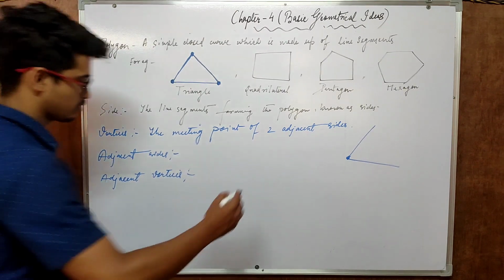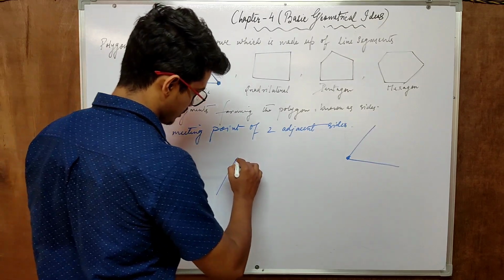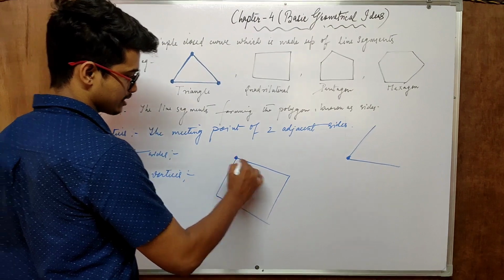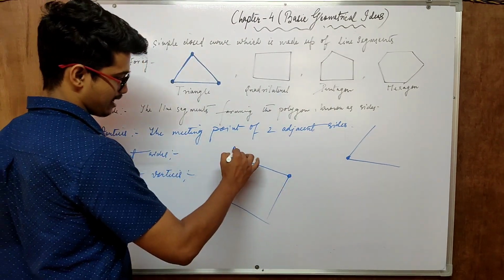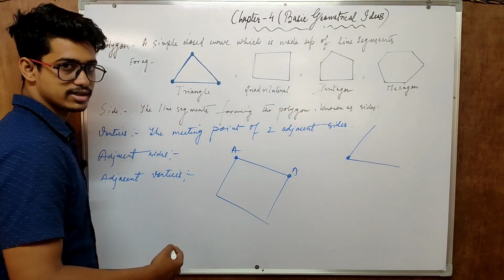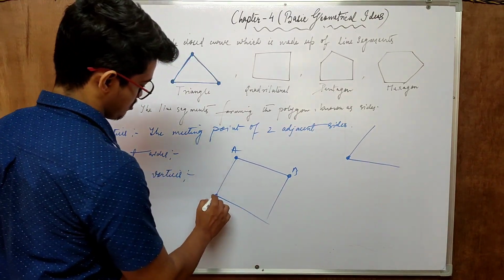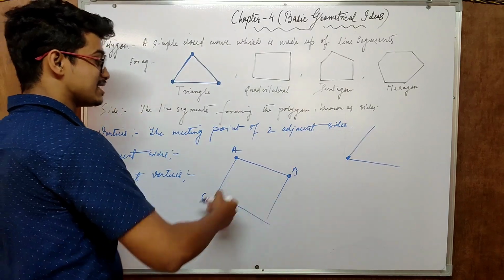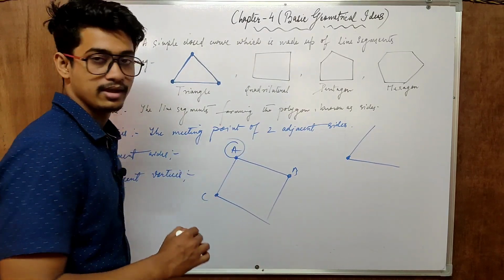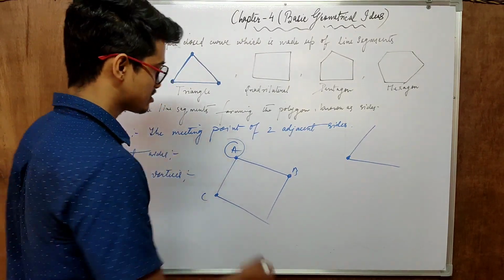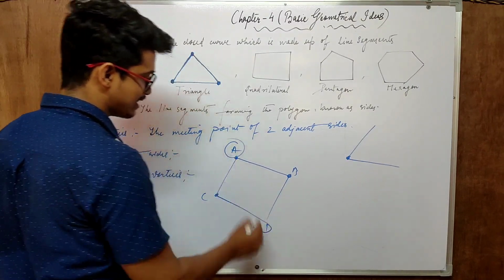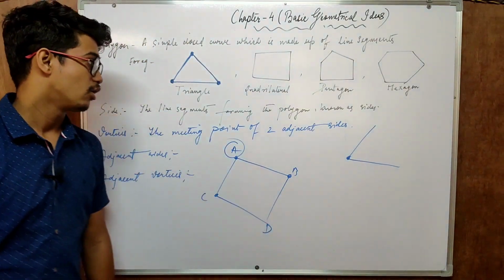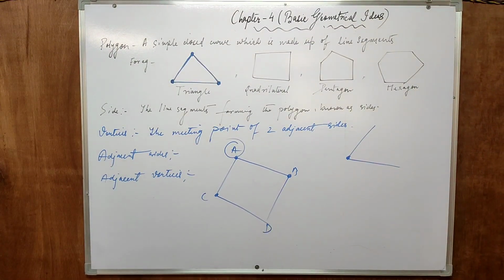Let me just draw one figure for you so that you can easily understand. Let's say this is the figure. So this point and this point, A and B, these two are adjacent vertices, nearby points, as well as A and C are adjacent vertices. B and C are the adjacent vertices of A, and if you compare with D, they are non-adjacent vertices. I hope the concept is clear to you.